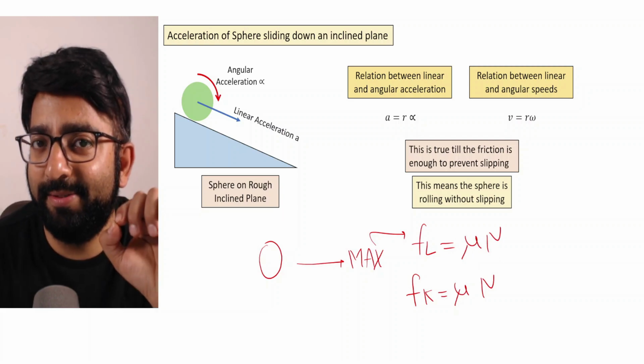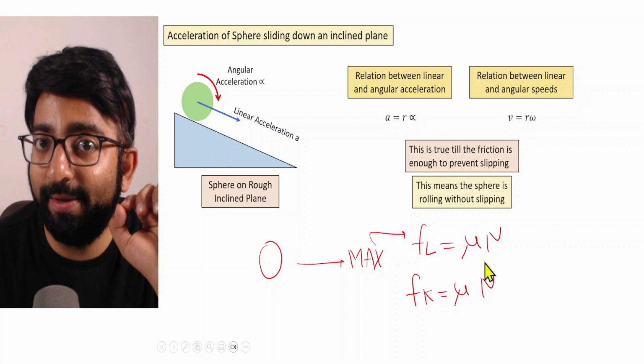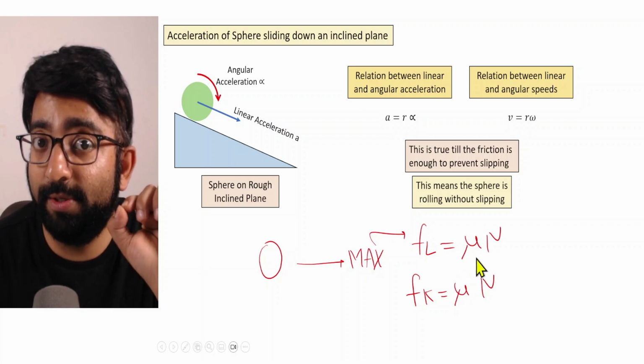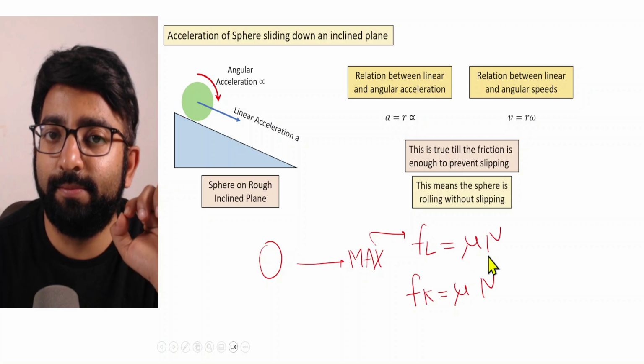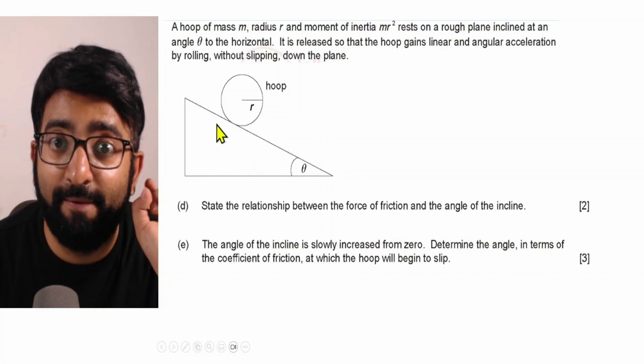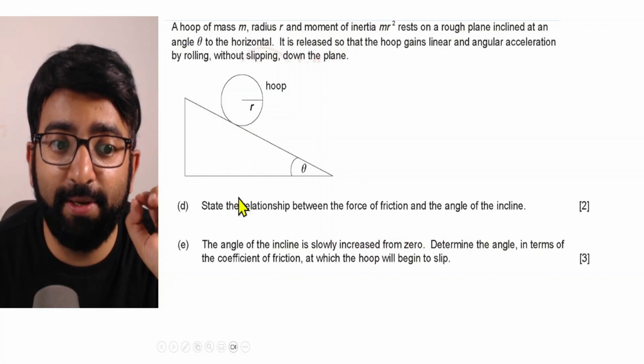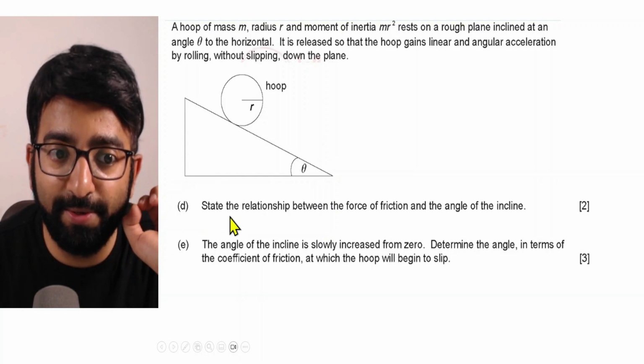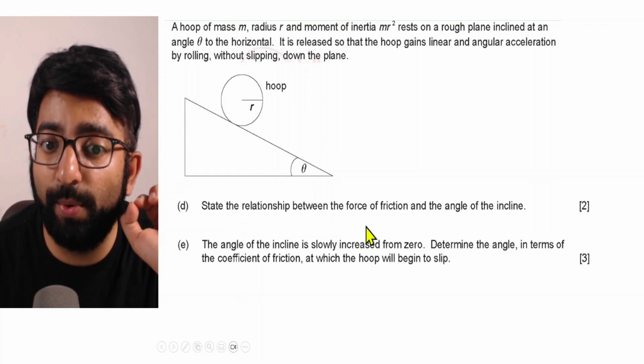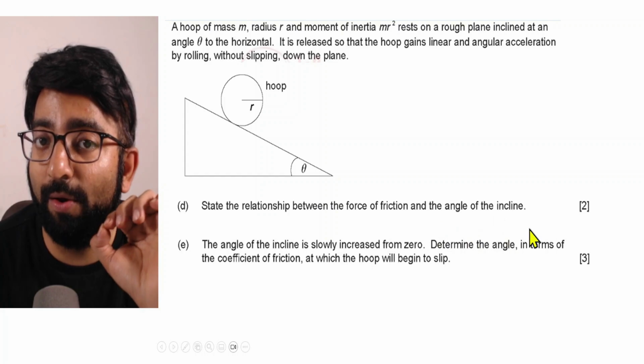And in books and in exams, sometimes mu L is also written as mu S, which is the coefficient of static friction. Let's go back to the same question. We had done part A, B, and C, now part D. The question is: state the relationship between the force of friction and the angle of incline.